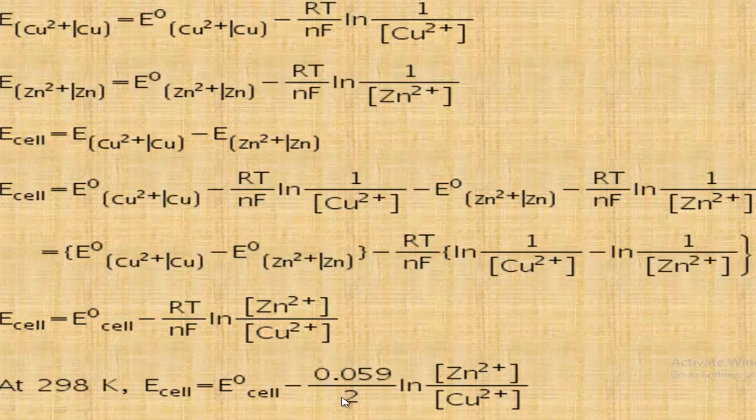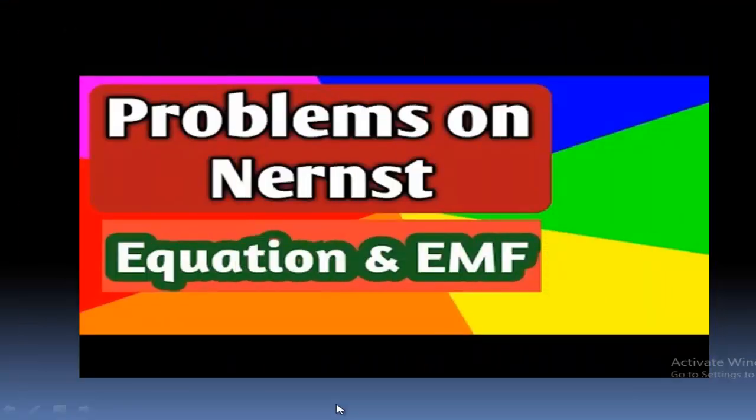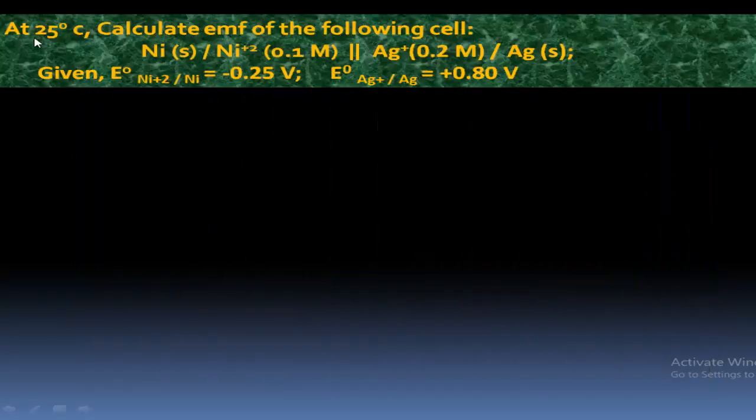Now we will discuss problems on the Nernst equation and electromotive force of the cell. Follow here. At 25 degrees centigrade, calculate the EMF of the following cell. What is the cell here? Nickel per nickel ion 0.1 molar and silver ion per silver. So this is the cell diagram.